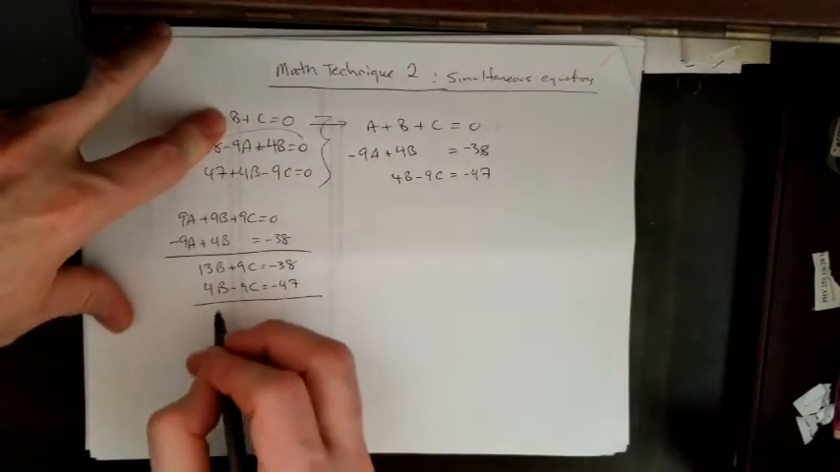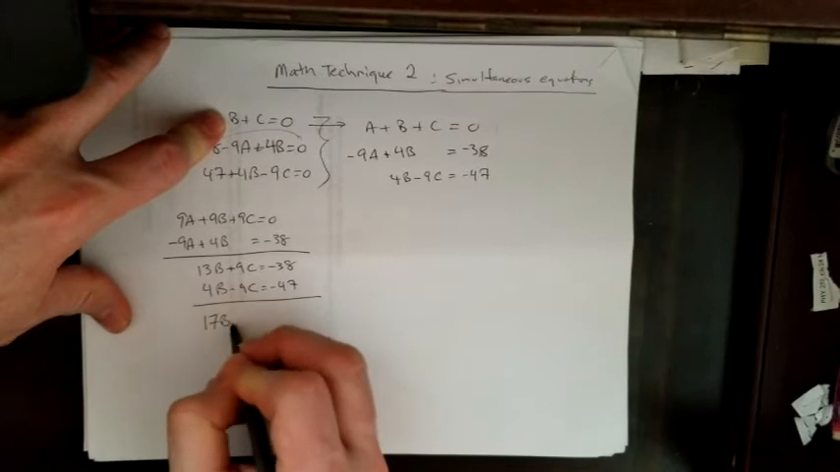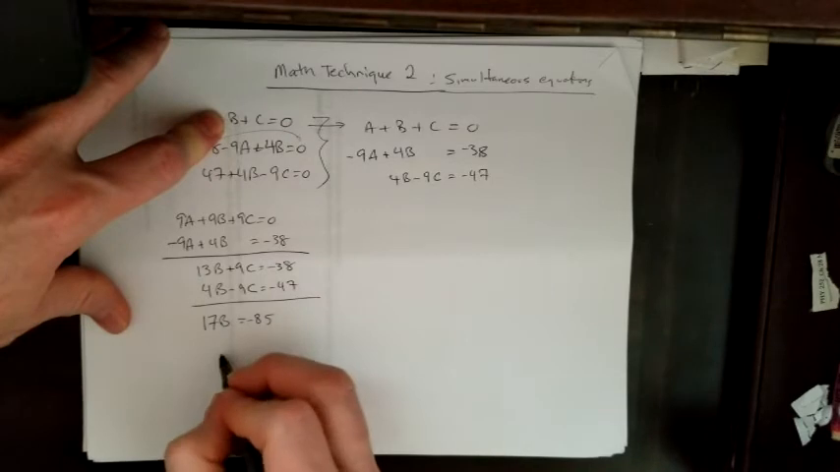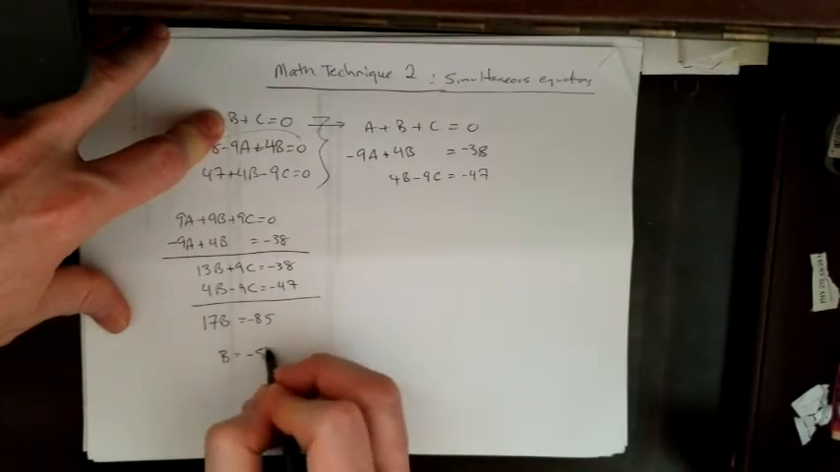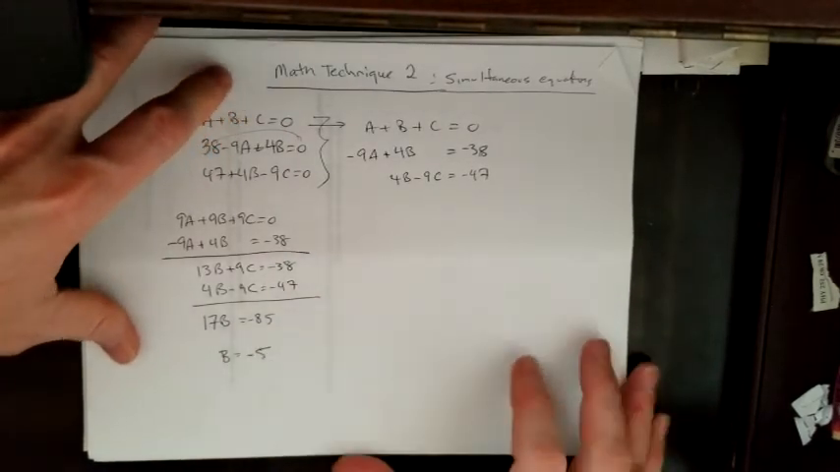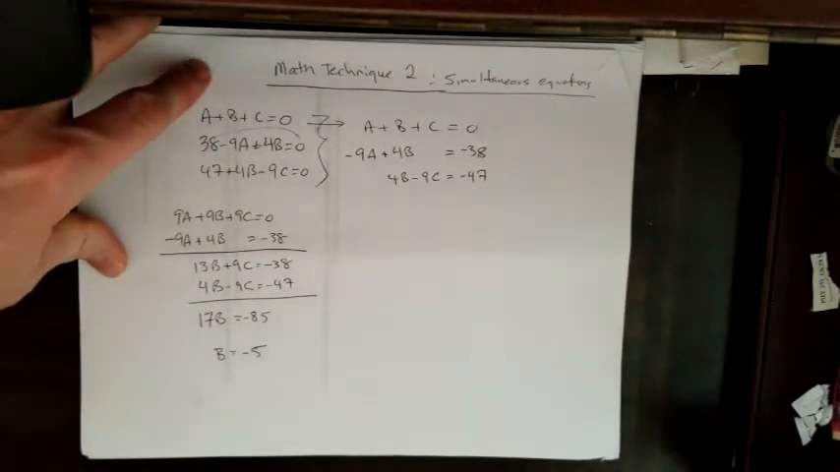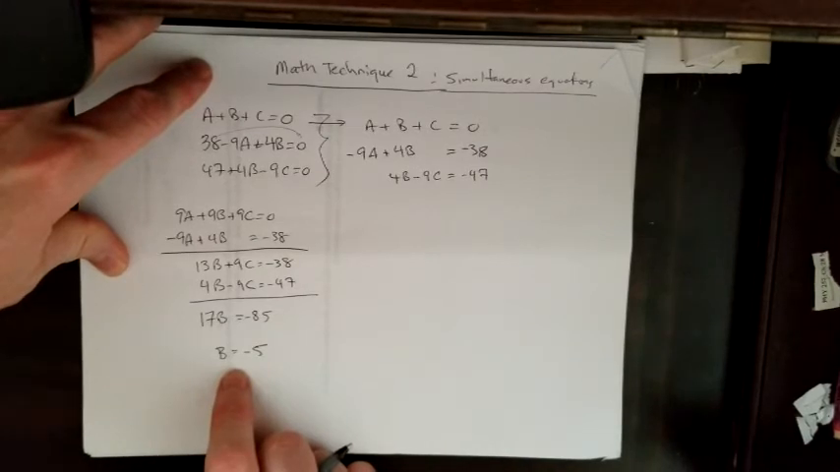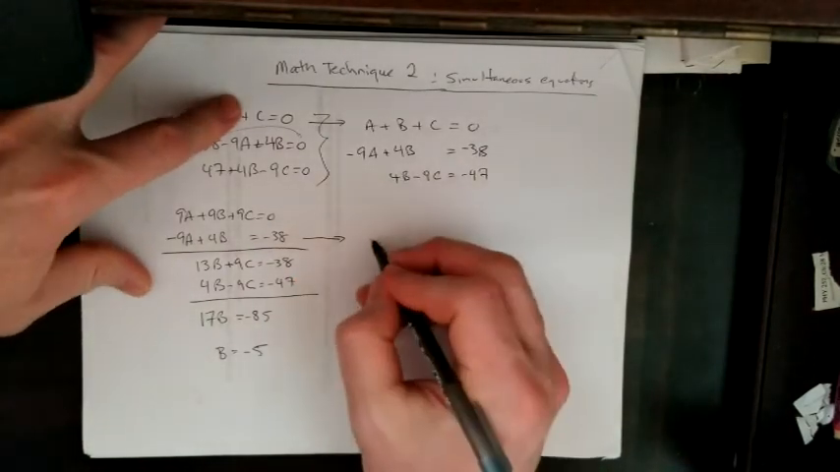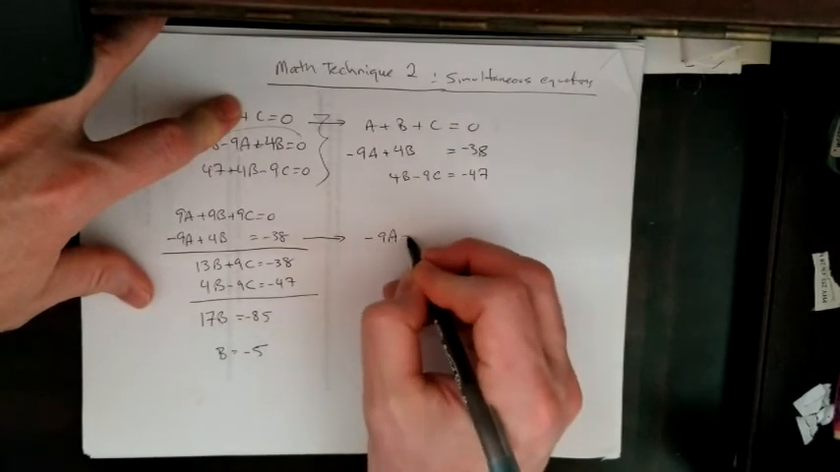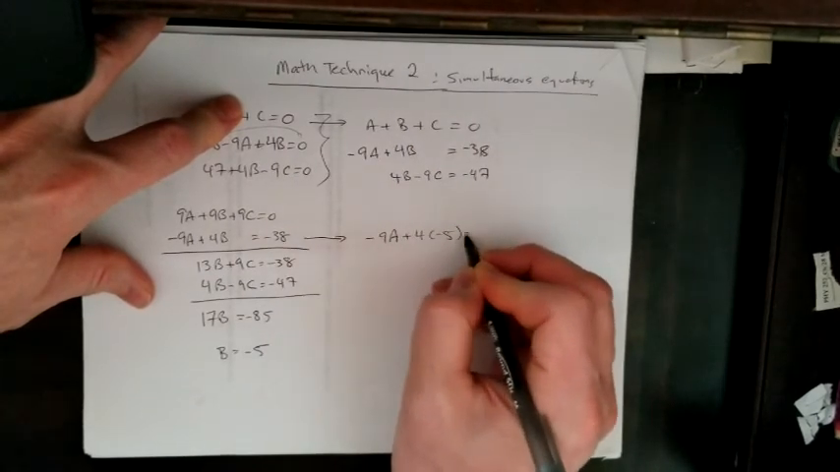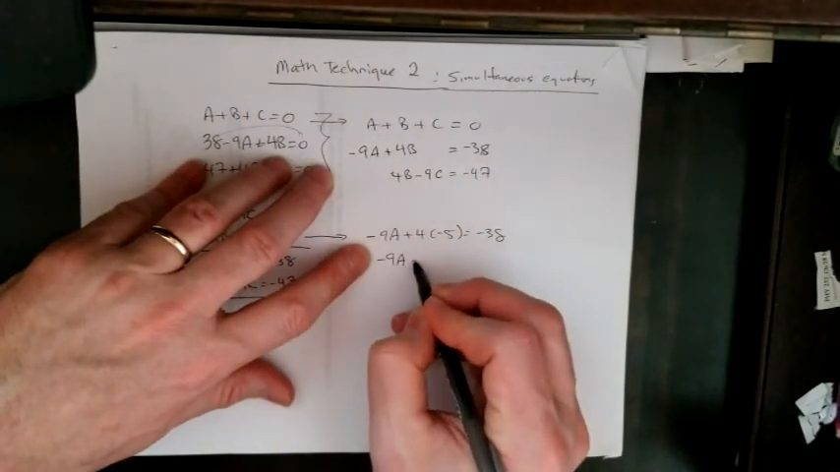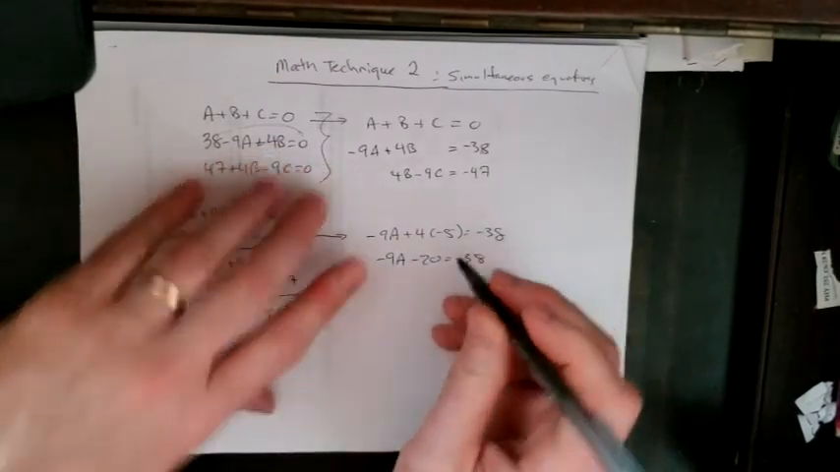So as I add these together, I end up with 17B is equal to the sum of those two, negative 85. And so B is equal to negative 5, which is what we had before. Since I'm sticking with this method in a somewhat pure form, now that I have B, actually I can just use this equation right here. So I have negative 9A plus 4 times negative 5 is equal to negative 38. Negative 9A minus 20 is equal to negative 38.